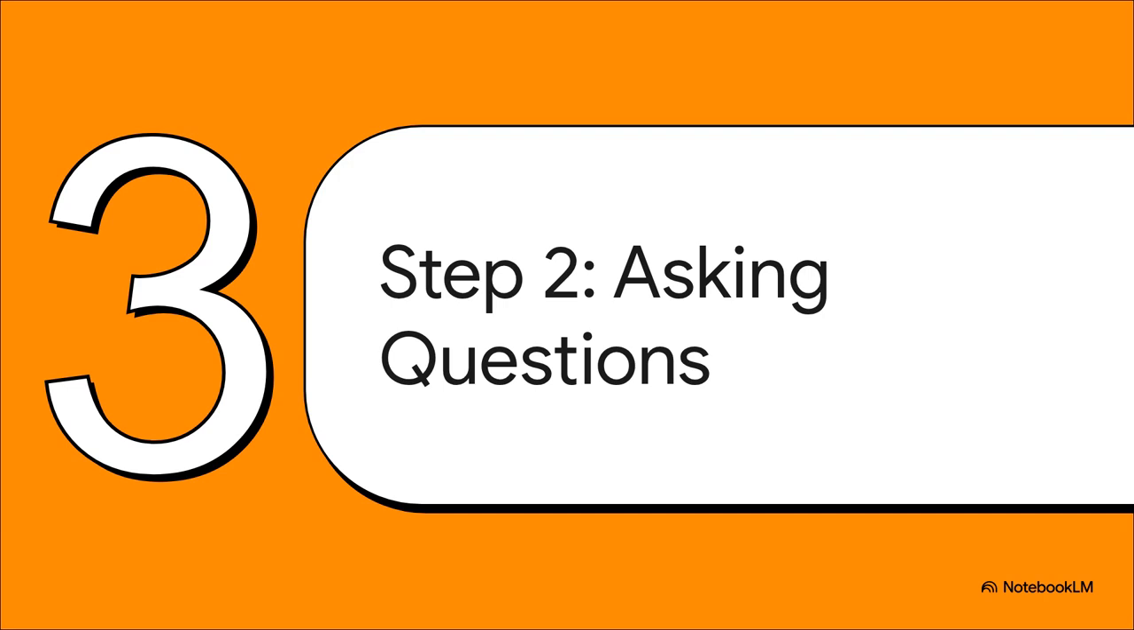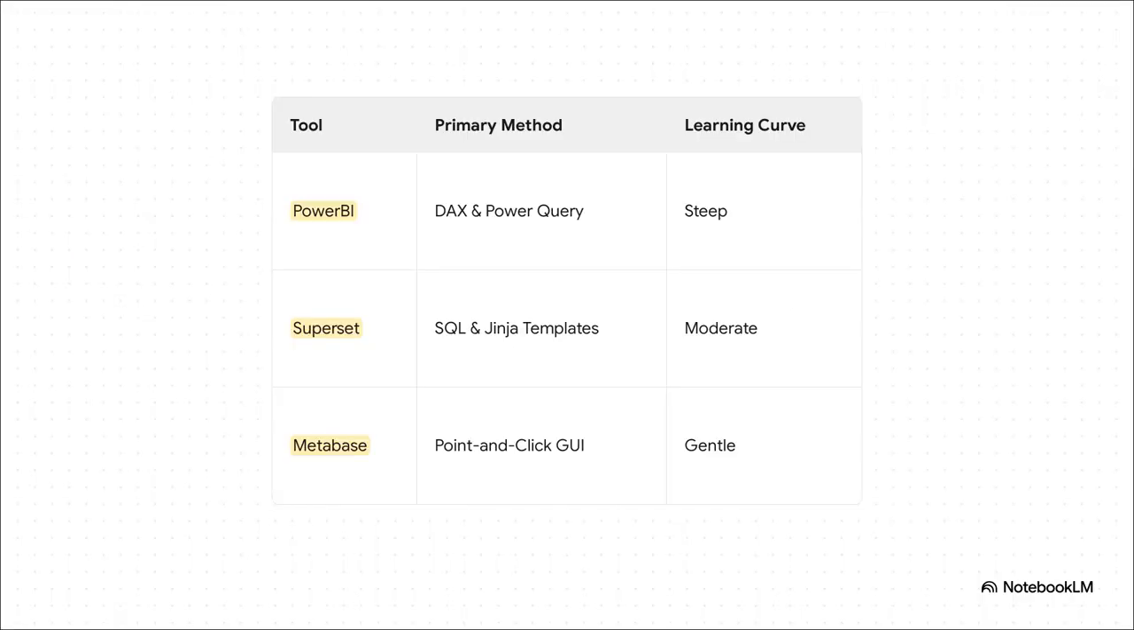We're going to zoom in on step 2 here, because the way you ask a question is where these tools really, and I mean really, start to show their different personalities. And wow, the difference is night and day. Power BI uses its own very powerful but very complex language called DAX. The learning curve? It's steep, for sure. Superset, on the other hand, sticks with standard SQL, which is the native language of databases, so any developer is going to feel right at home. But Metabase? It throws out the code editor entirely and gives you a simple point-and-click interface, no code required.